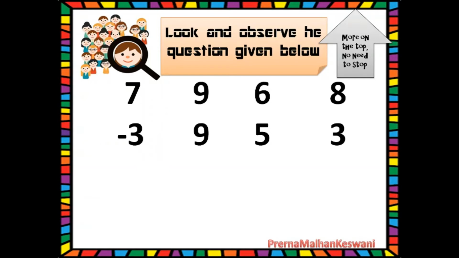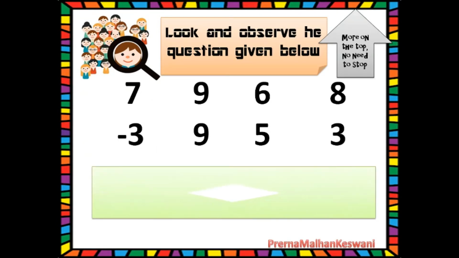Just look at the ones side. 8 minus 3. Which is more? 8 is more than 3. So it is more on the top. That means you don't have to stop. So count from the smaller number to the bigger number. Start counting after 3 till 8. 4, 5, 6, 7, 8.